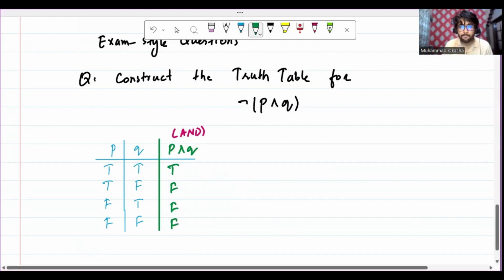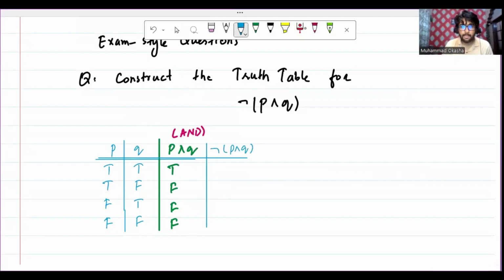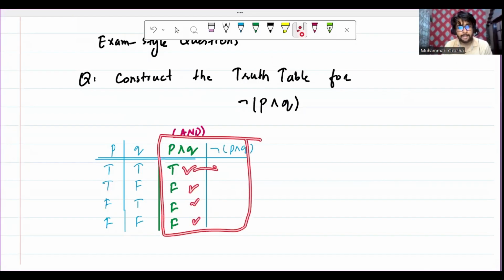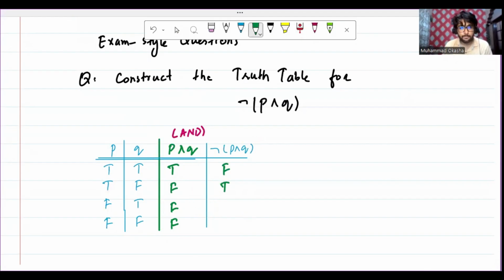Now I have to do their negation, which means I'm going to copy the entire thing. I'm going to make another column and I will negate their conjunction, which means I am only talking about these two columns, right? Whatever is in this column, I'm going to negate it. I'll write its opposite. So opposite of true is false, opposite of false is true, opposite of false is true, and opposite of false is true. Am I done?